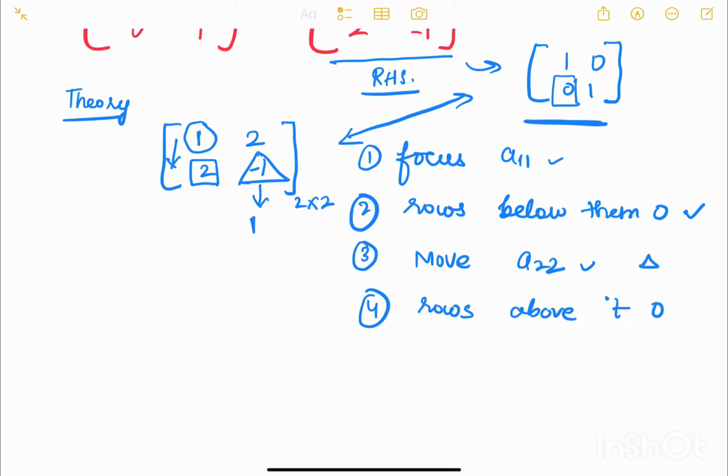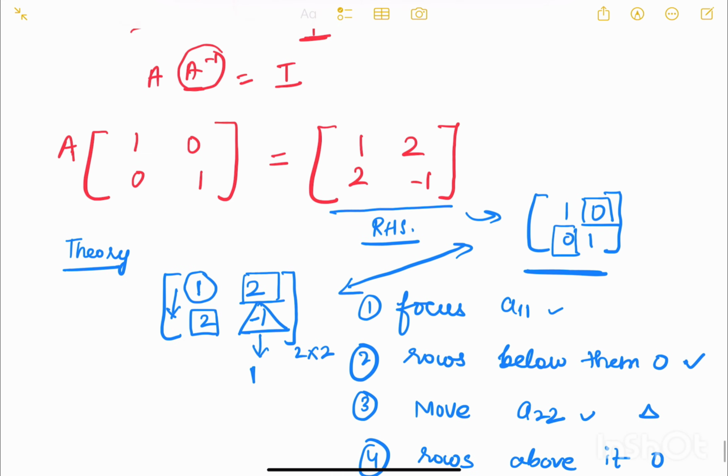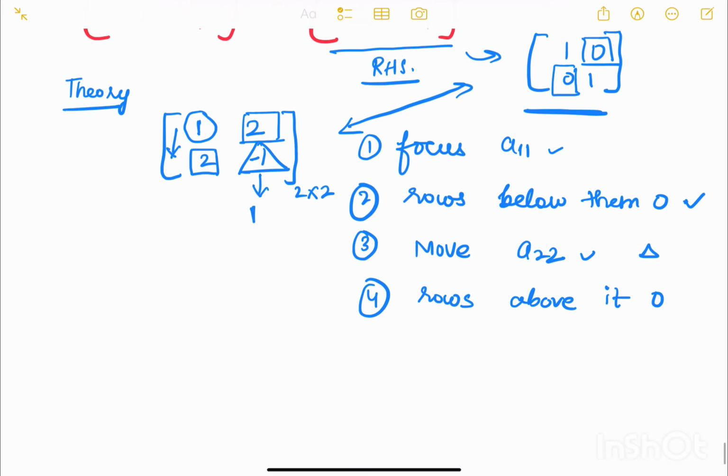Why? Because again we are comparing it with the matrix. This is the value 0 over here in my identity matrix. So this too has to be made as my 0 as well. So this is the main criteria of how we will do it using elementary operations. Now we will apply the operation.